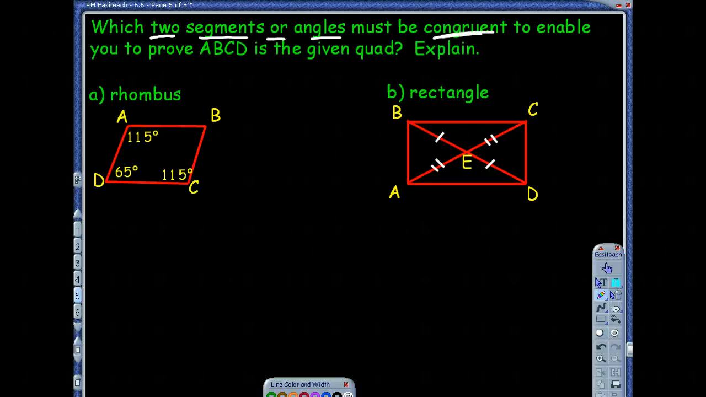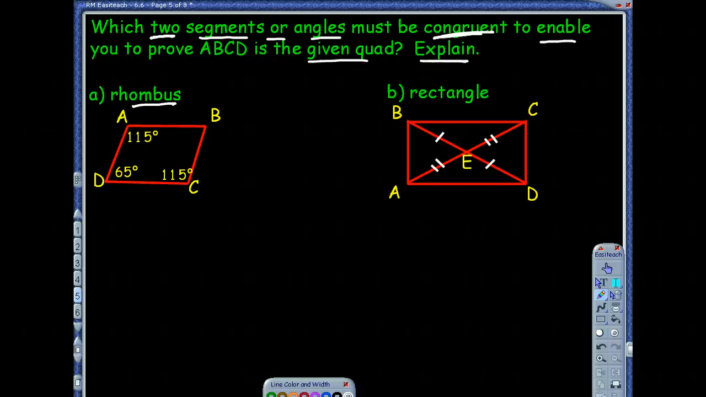Key here: congruent. So you're not saying this is a right angle or these are supplementary. You're talking about congruent. What do we need to enable that, given this quadrilateral? Then we're going to talk about the explanation. So if you wanted this to be a rhombus.